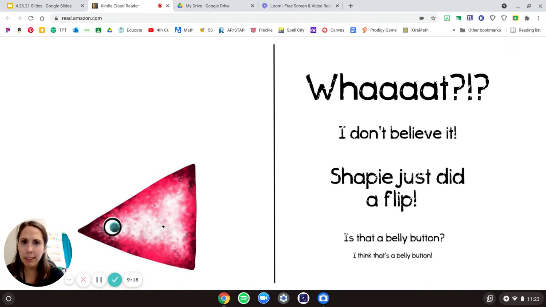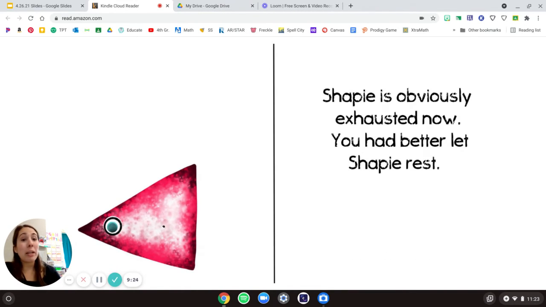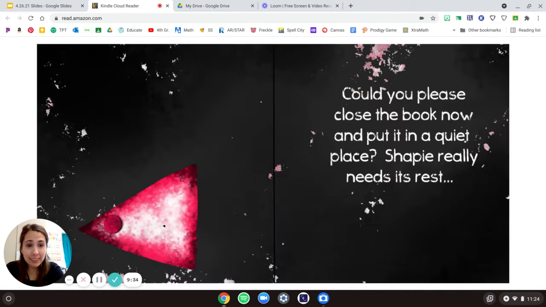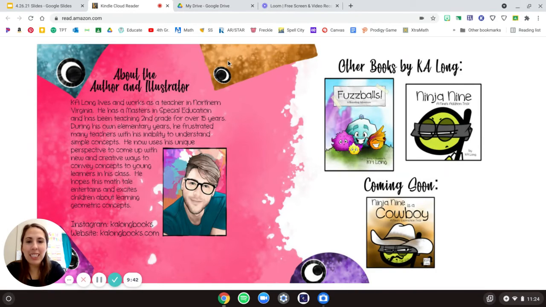What? I don't believe it. Shapey just did a flip. Is that a belly button? I think that's a belly button. Shapey is obviously exhausted now. You had better let Shapey rest. Oh, look. Shapey's so tired. It fell asleep on its back. Could you please close the book now and put it in a quiet place? Shapey really needs its rest. The end.